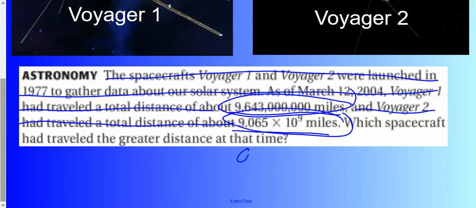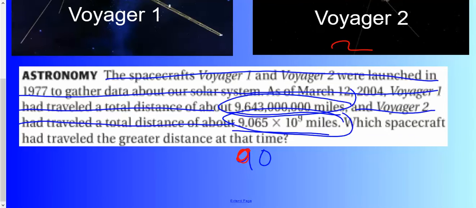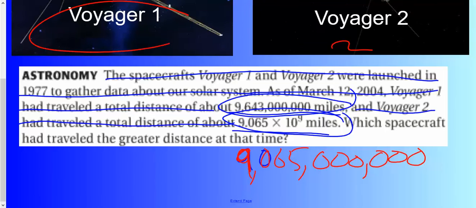I'm going to convert this into standard form so I can compare the two numbers. 9065. Okay, so that would be this number in standard form, and we got 9,065,000,000. So Voyager number 1 was our winner. They have traveled about 600 million more miles.